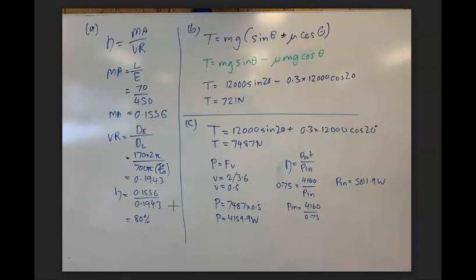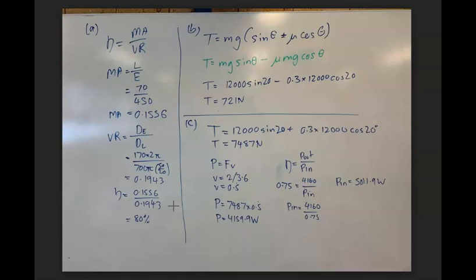So mg sine theta is the component of weight that is parallel to the slope. Sometimes we call this Wx. I don't really like to use that terminology because I try to avoid using W for anything other than work, but that's the terminology we see sometimes. Mu mg cos theta is the friction force. So if we plug in those values, which is not particularly difficult, we get an answer of 721.